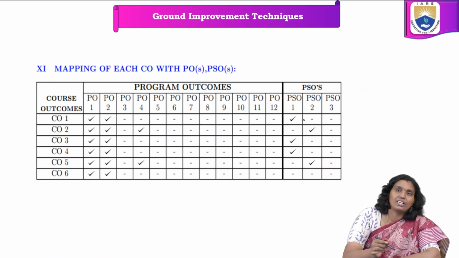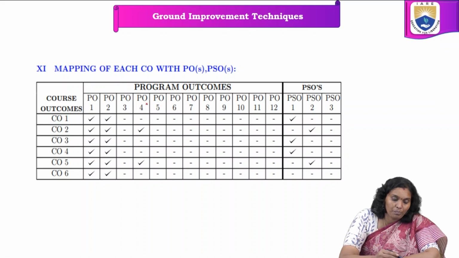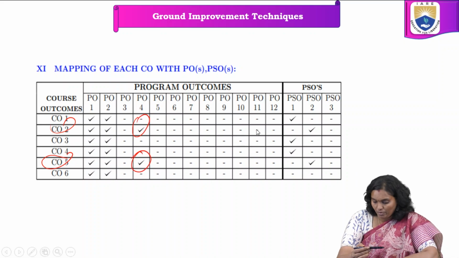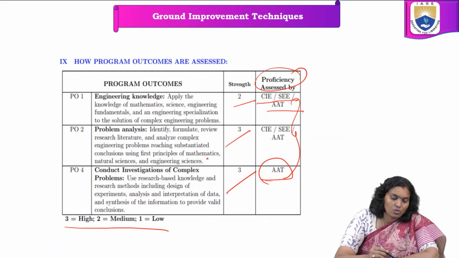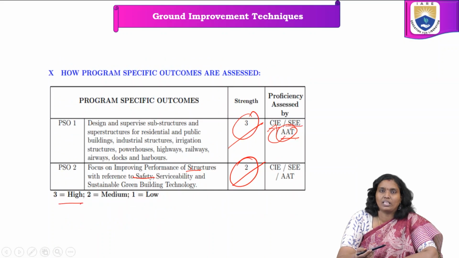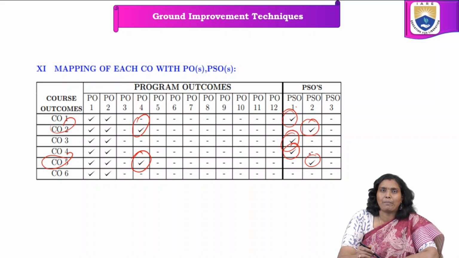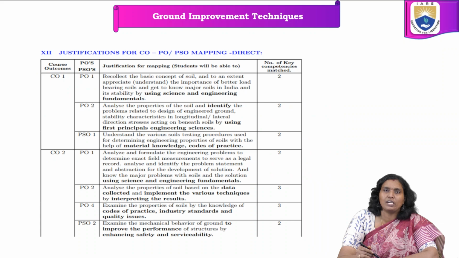In this mapping of each CO with PO and PSO, CO1 to CO6 are all mapped with PO1 and PO2. Now coming to PO4, CO2 and CO5 are mapped with PO4 because it is partial, and it is only going to understand the investigation of complex issues. So for that purpose, we considered it like this. In PSO1, CO1 is mapped with PSO1, CO2 is mapped with PSO2, CO3 is mapped with PSO1, CO5 is mapped with PSO2. Like that we are mapping each CO with POs and PSOs.